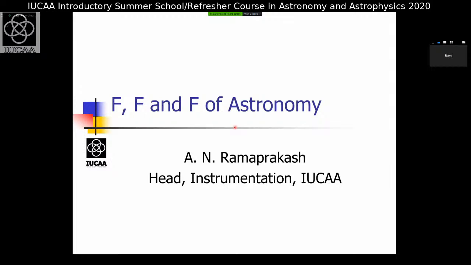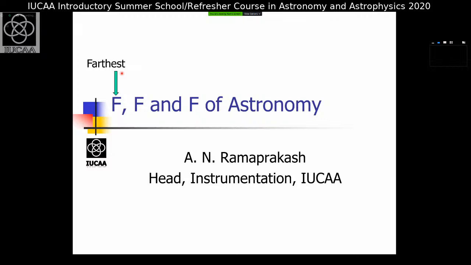And to start with, let us try to understand what astronomy is all about, what an astronomer is typically trying to do. And most of the time, what an astronomer is trying to do can be summarized in these three Fs, F, F, and F. The first F refers to seeing the farthest objects in the universe. So one of the interesting things astronomers keep trying to do is to look at objects which are extremely far away, very, very far away, and trying to detect them, try to understand them, and try to understand their properties.